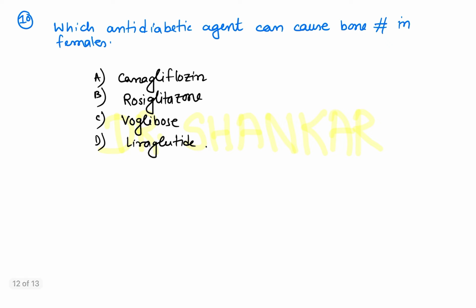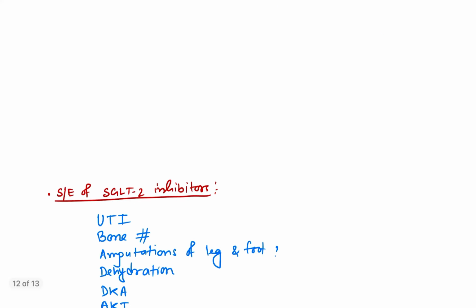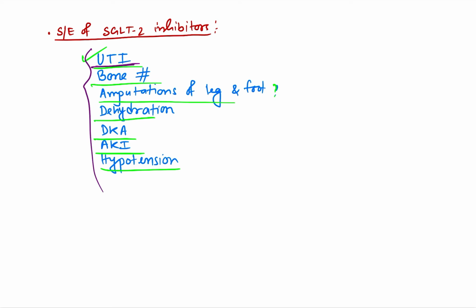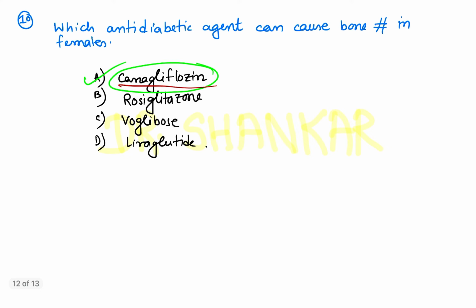Next, coming to question number 10, which anti-diabetic agent can cause bone fracture in females? This is canagliflozin, an SGLT2 inhibitor. Common side effects of SGLT2 inhibitors are UTI, urinary tract infection, or urosepsis because of osmotic diuresis, and bone fracture, which is sometimes seen in some cases. Also amputations of leg and foot, dehydration, diabetic ketoacidosis, AKI, acute kidney injury, and hypotension. Importantly, UTI and urosepsis are very common following SGLT2 inhibitor use.